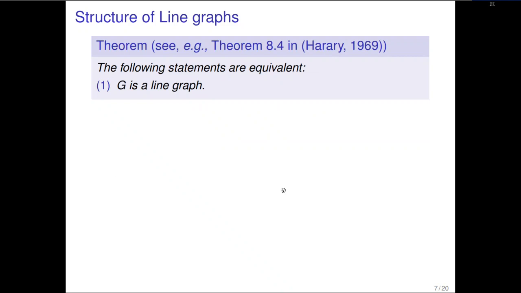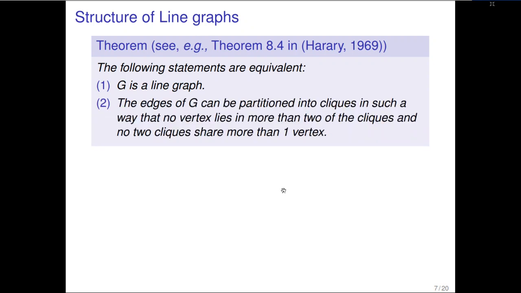Now, before we get to our result, I need to mention the following structural result on the line graphs. It is known that the following three statements are equivalent. First, G is a line graph. Second, the edges of G can be partitioned into cliques, such that no vertex lies in more than two of the cliques. And of course, since it's a partition of the edges, no two cliques share more than one vertex.